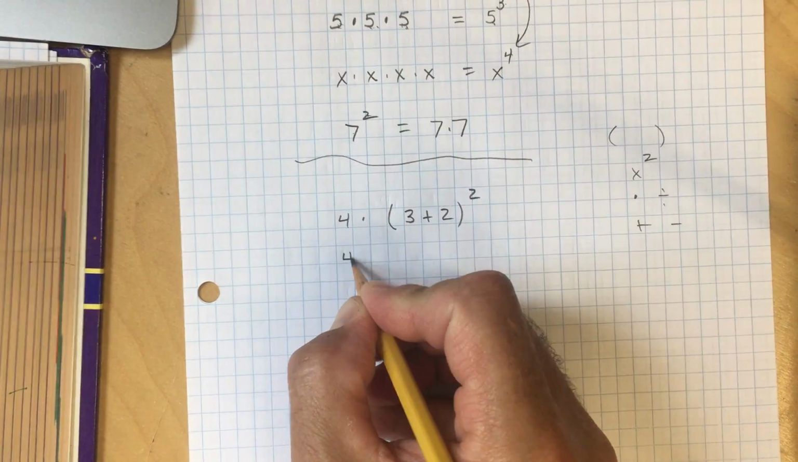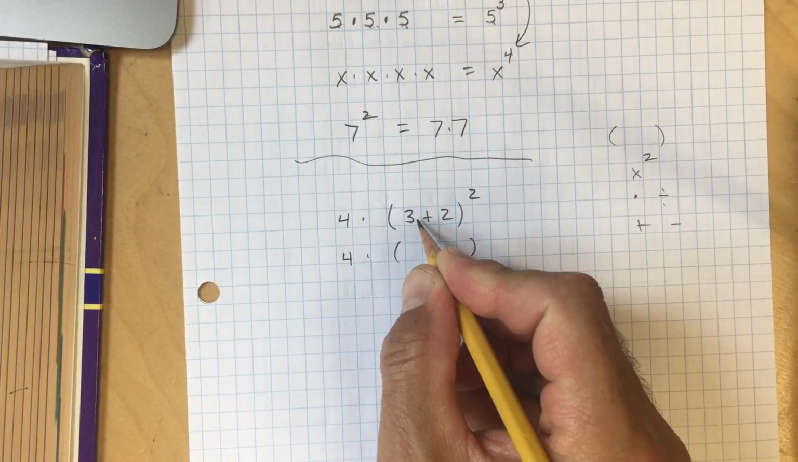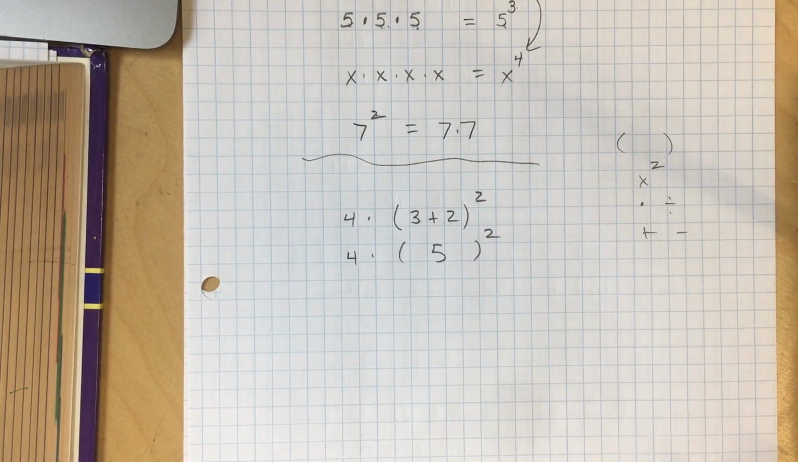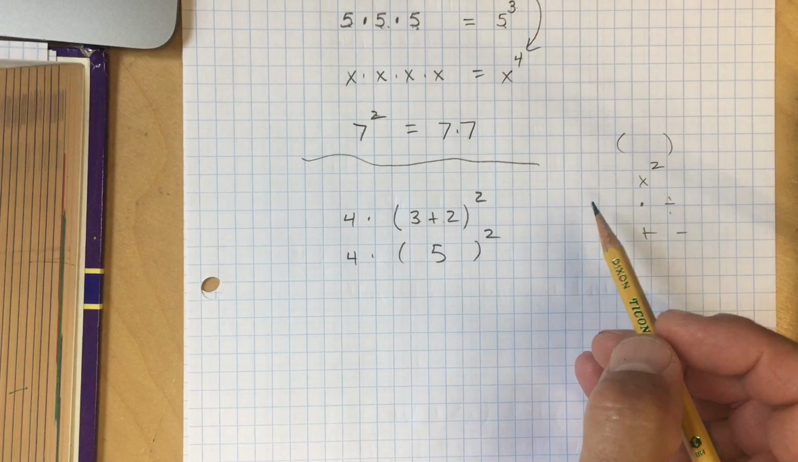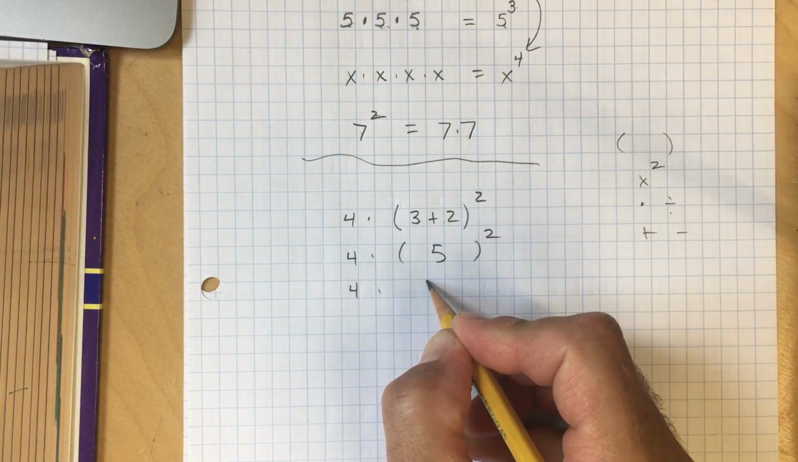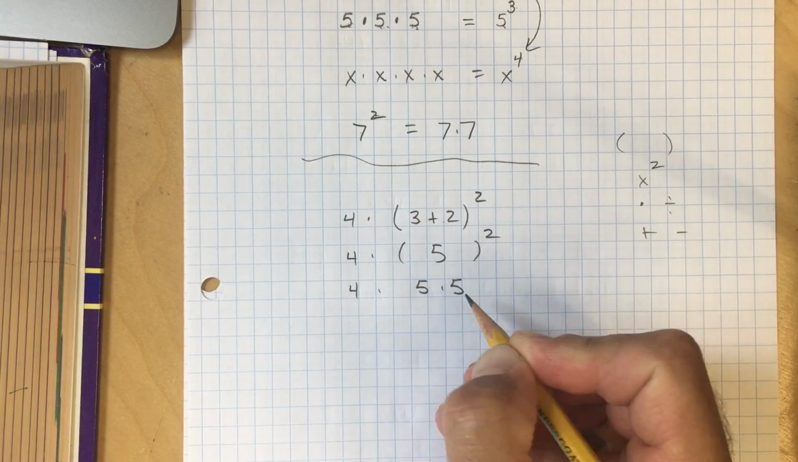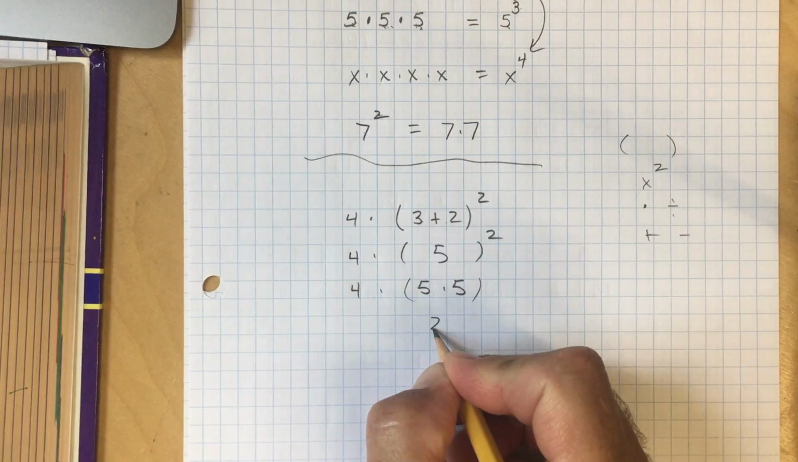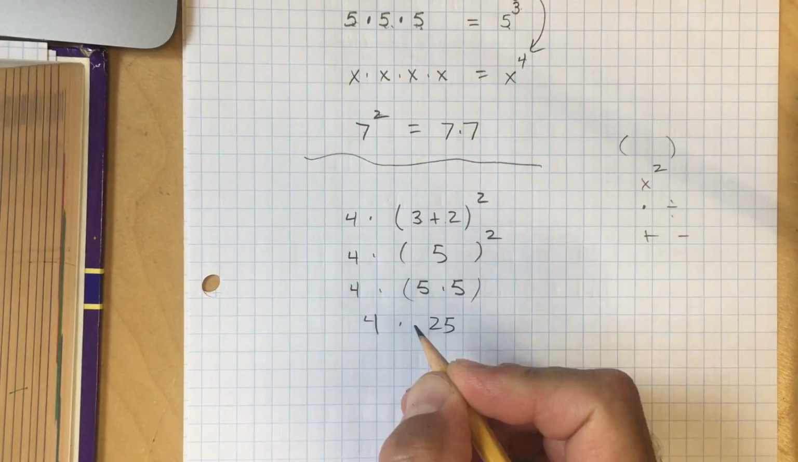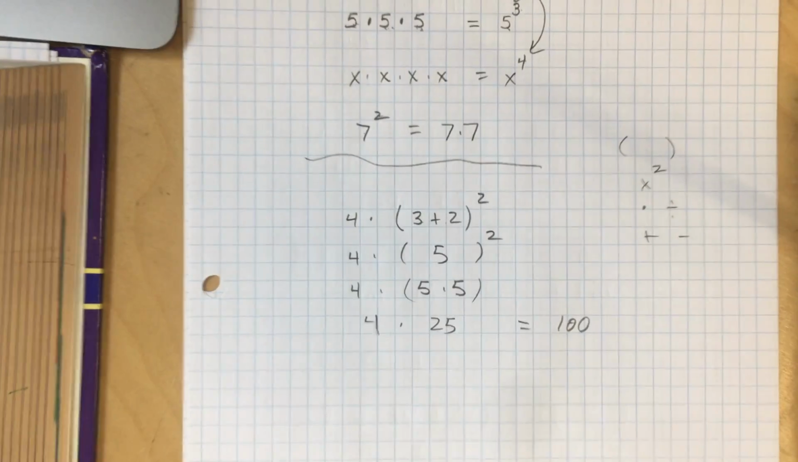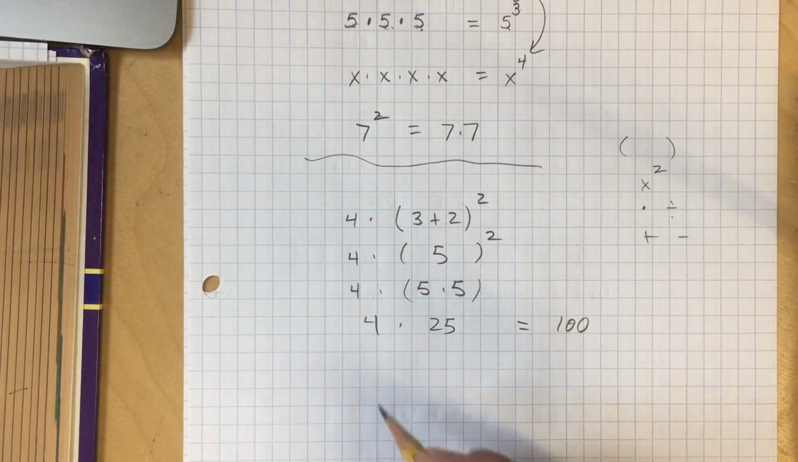So we would simplify this to 3 plus 2 is 5. So we do inside the grouping symbols. And then the next thing we would do is the exponent. And so we could rewrite this 5 times 5, which is 25. And then lastly, you can do the multiplication, which is 100.